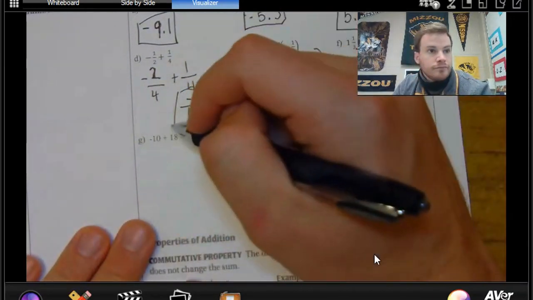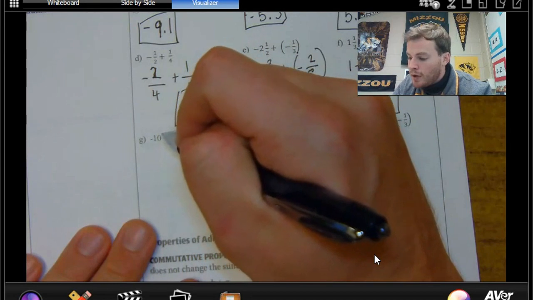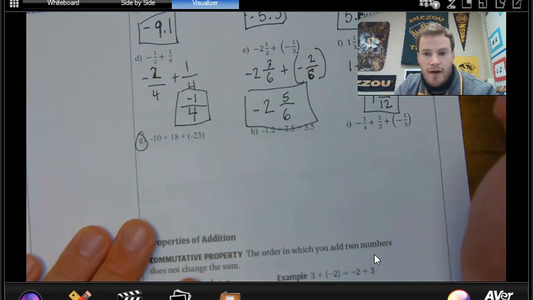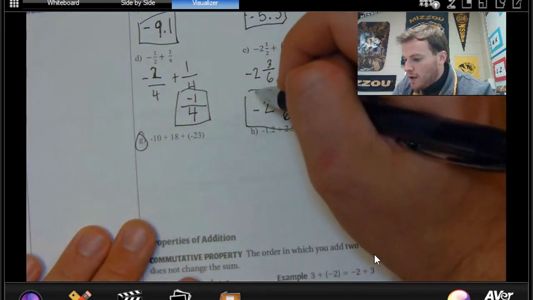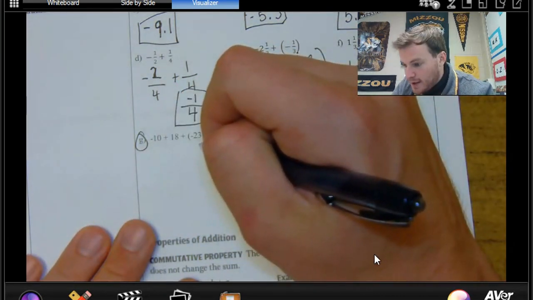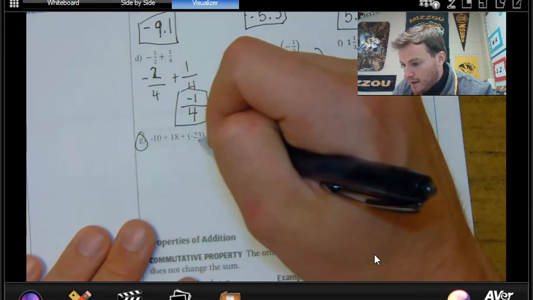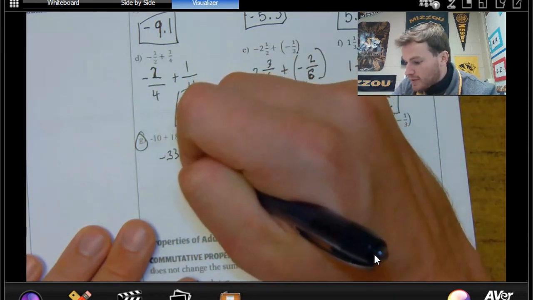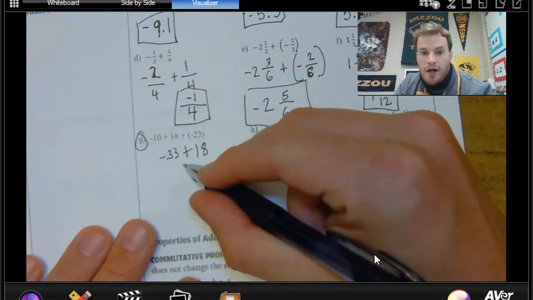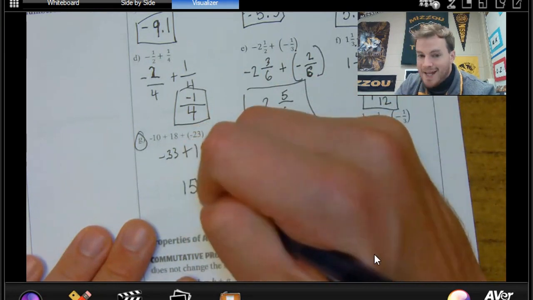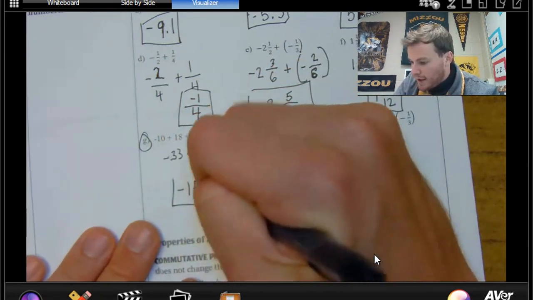Okay, G. I'd like you to try to do this on your own, pause the video, and then compare your answer with me. All right, I assume you just did it after you paused the video. Okay, we're going to combine the negatives first. Okay, so negative 10, negative 23 equals negative 33. Negative 33 plus 18. Okay, the larger number of the absolute value is 33. 33 minus 18 is 15, but the 33 has a negative, so we make it negative 15.